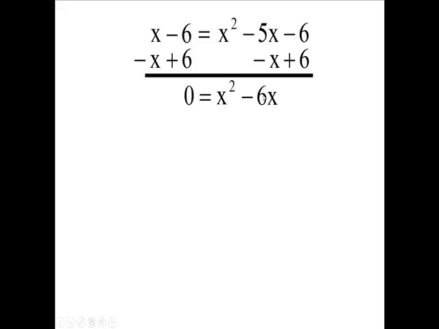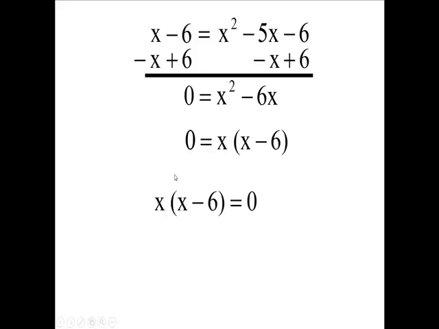I can factor this, take an x out of both of these. 0 equals x times, factor an x out of here, that leaves you an x. Take the x out of this, leaves you minus 6. So x times x minus 6 equals x squared minus 6x. We're factoring the common monomial x out.